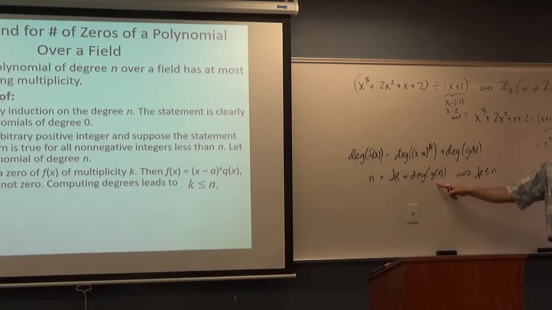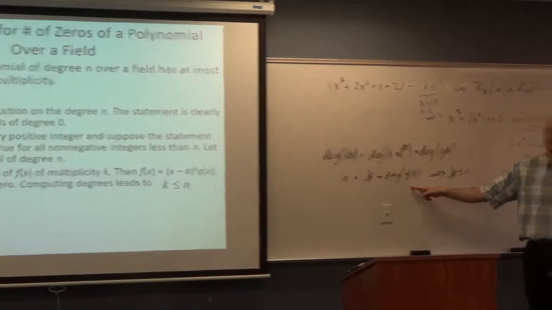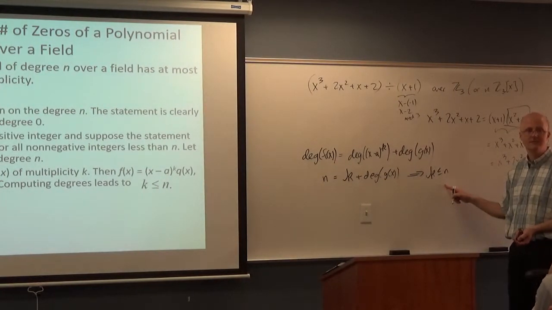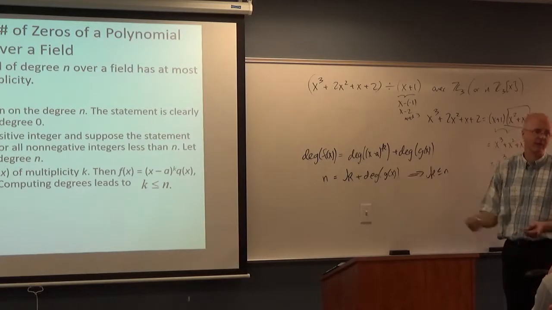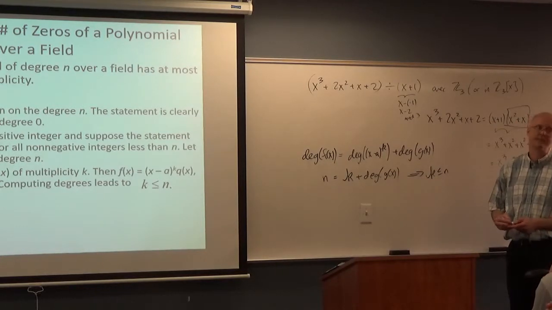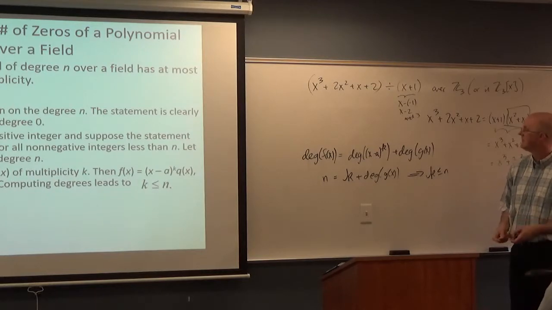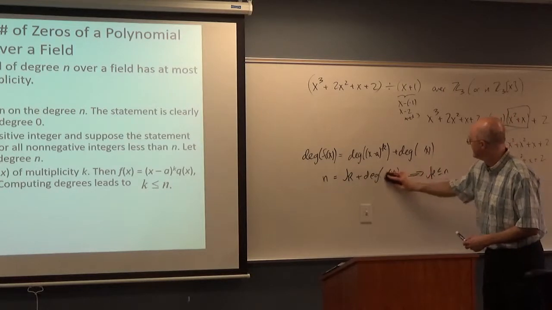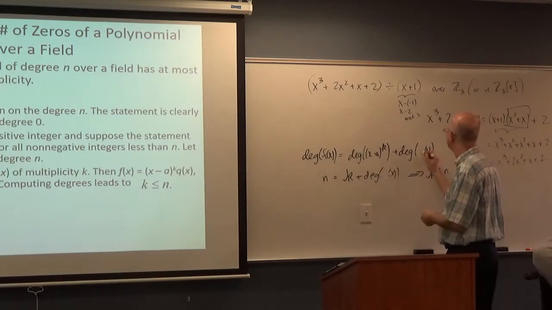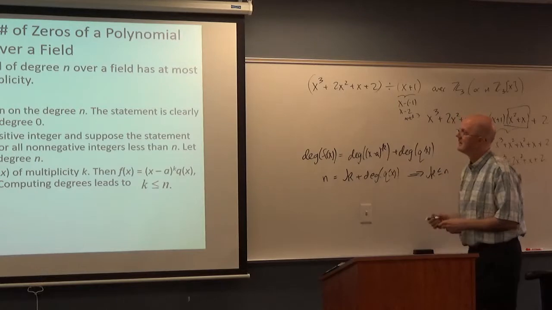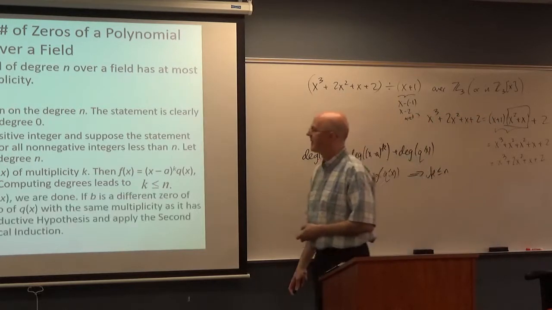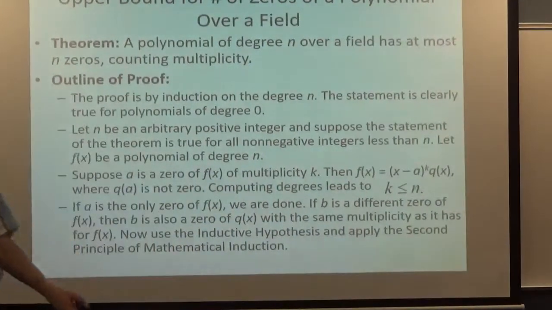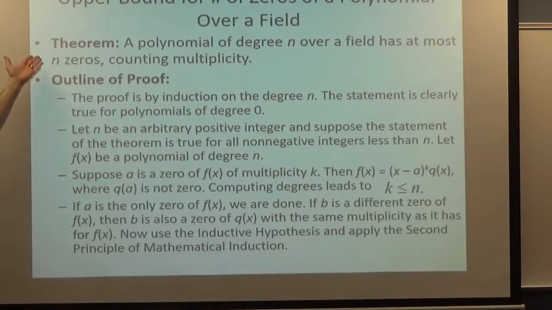The degree of q of x could be 0. q of x could be a constant polynomial. But it can't be negative in degree, so k has to be less than or equal to n. And k plus some non-negative number equals n. n can't be smaller than k. Oh, I guess it's q of x, sorry. If a is the only zero of f of x, we would be done. k is less than or equal to n. That verifies the theorem in that case.